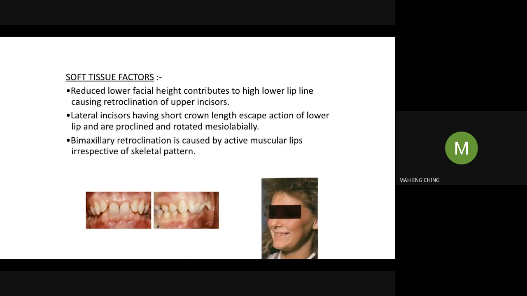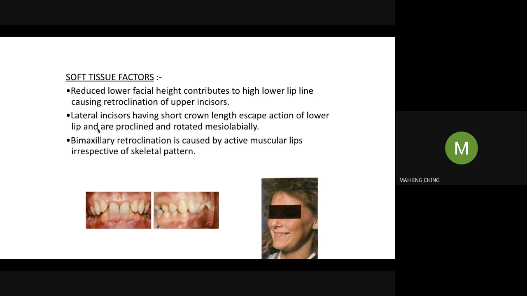So soft tissue factor. We talked about skeletal, dental, then we come to the soft tissue factor. Usually the patient has a reduced lower facial height, which contributes to the high lower lip line, causing the retroclination of the upper incisor. So you see this upper incisor retroclination is due to the powerful lower lip. When the lower lip is very powerful, then it can bring the upper incisor backward.